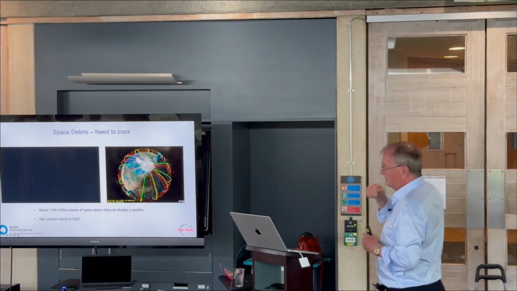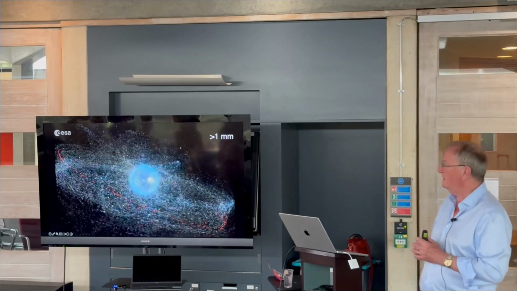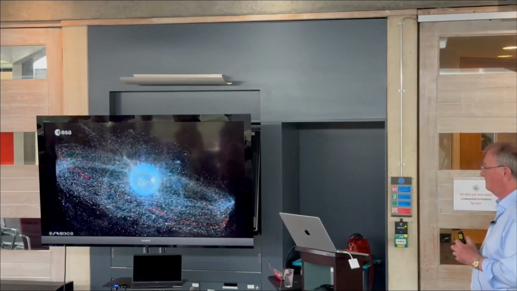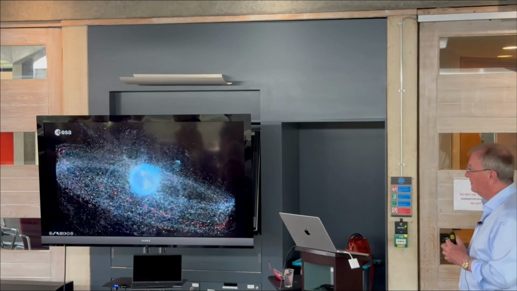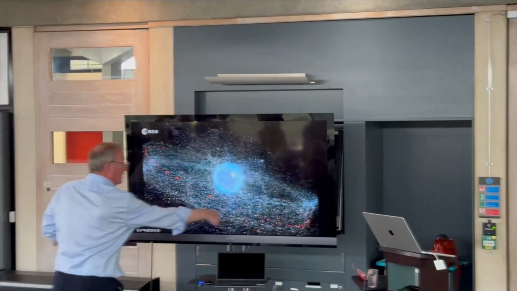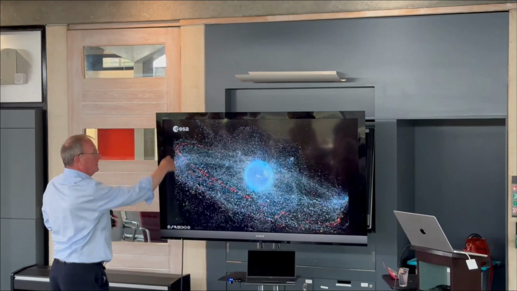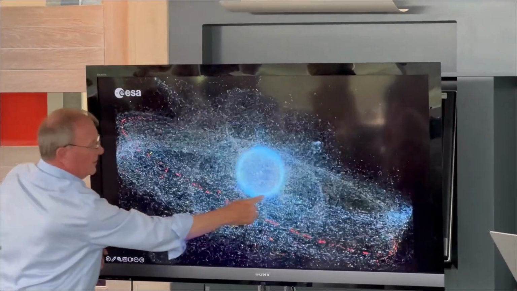580 collision alerts in 2020. I'll show you this video. It'll give you an idea. This is from the European Space Agency. So this is the geostationary arc, geostationary ring. This is sort of a GPS type orbit. But look at low Earth orbit.